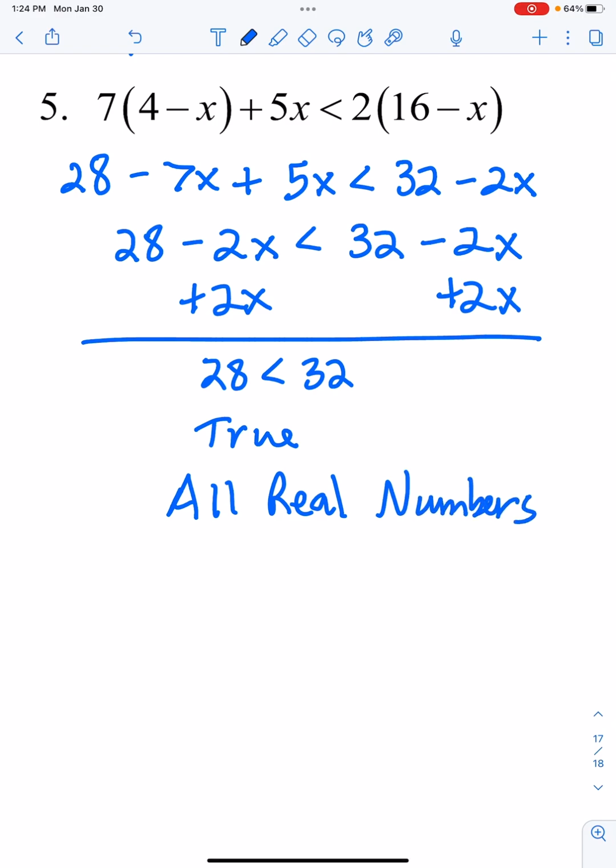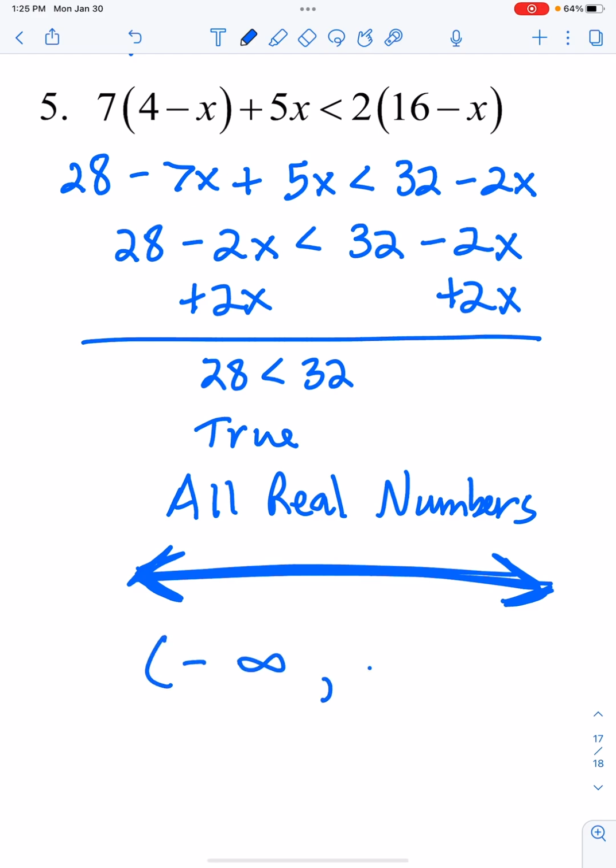That means the entire number line works. So if we were to show a graph, we'd have arrows on both ends. Arrows on both ends translate to an interval of negative infinity to infinity.